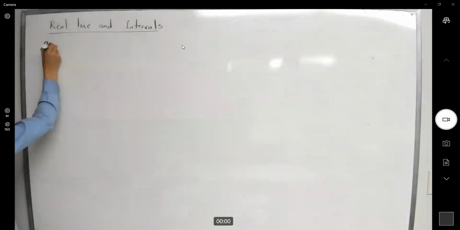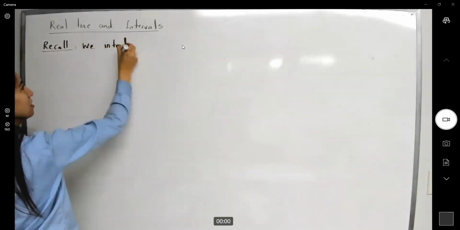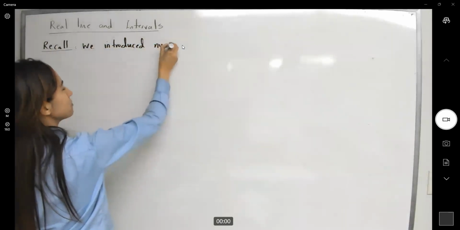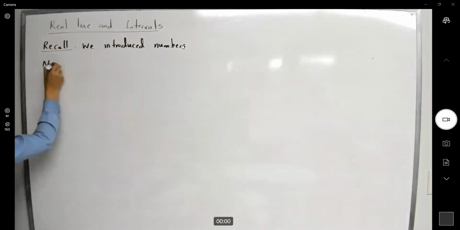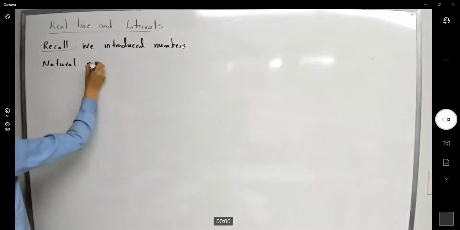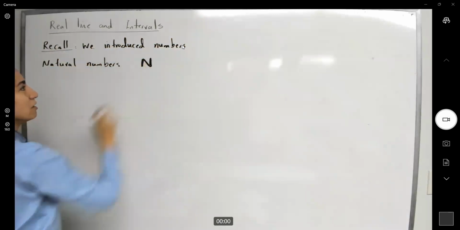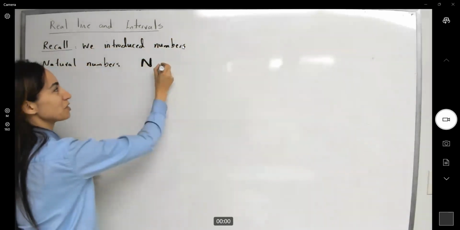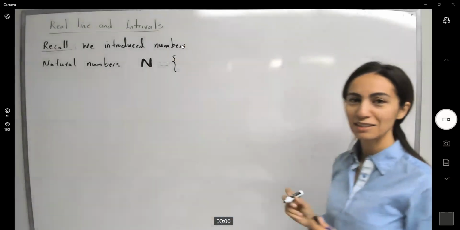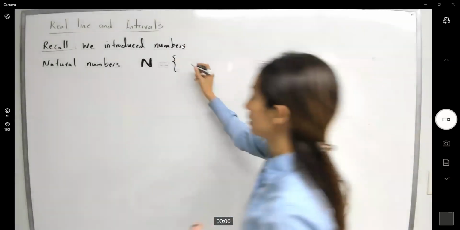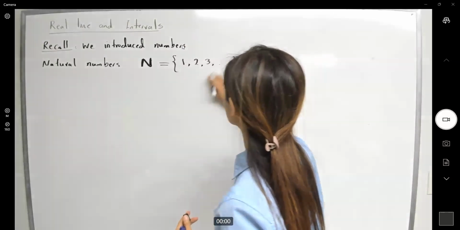So recall that we introduced numbers. We start talking about natural numbers, denoted by N. We use set notation. We say that N is equal to, we open a curly bracket and we start listing the natural numbers like 1, 2, 3, and the rest of these numbers.